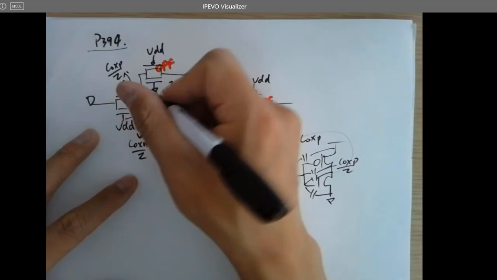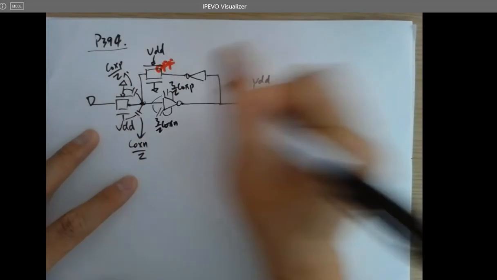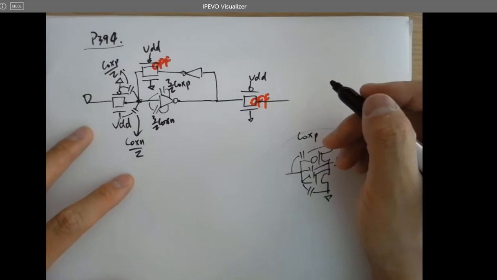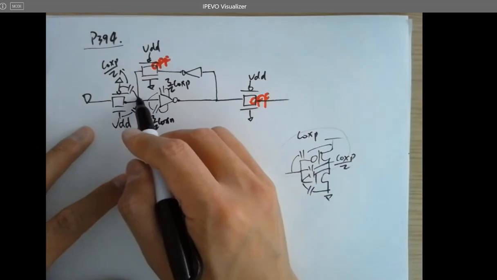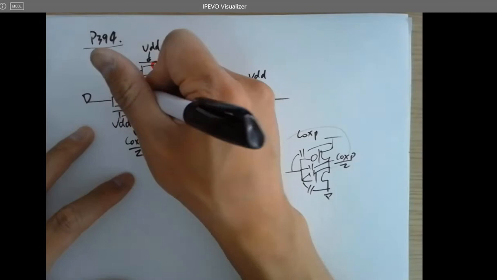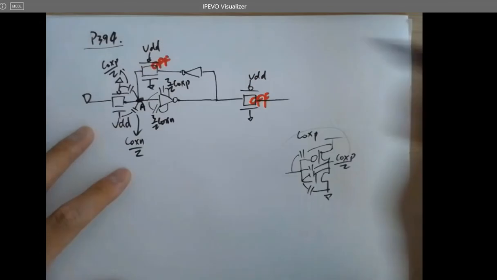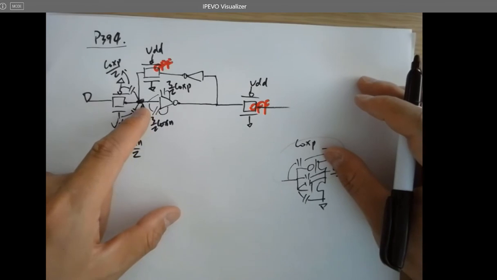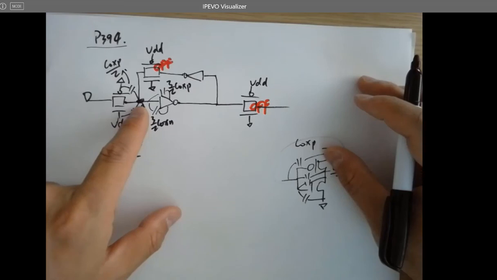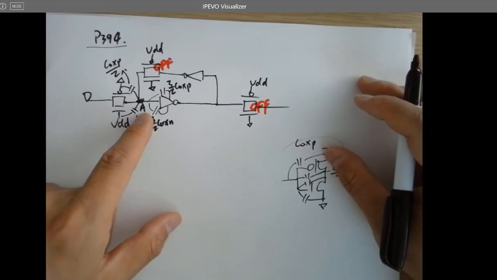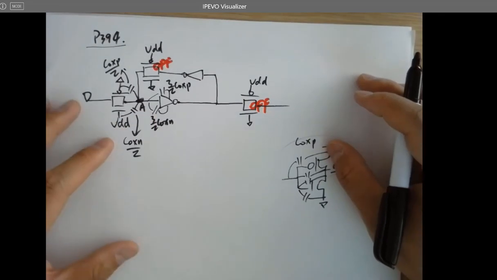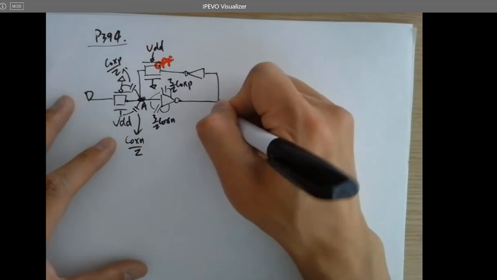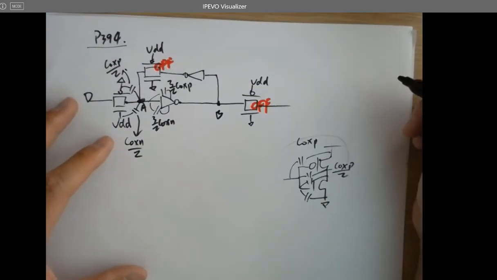This one, 3/2 of Cox N. That's all for this point. If we name it as A, point A, these are all the parasitic caps for point A. Whenever you are looking at the time delay from D to A, you just need to look at the capacitance at point A. And here's point B. So what about point B?